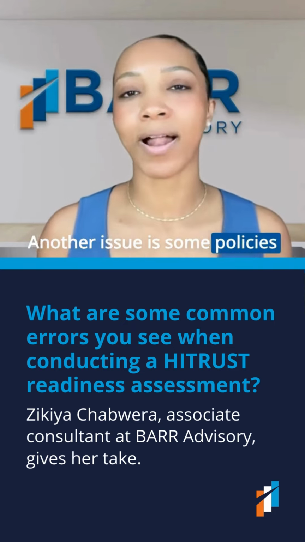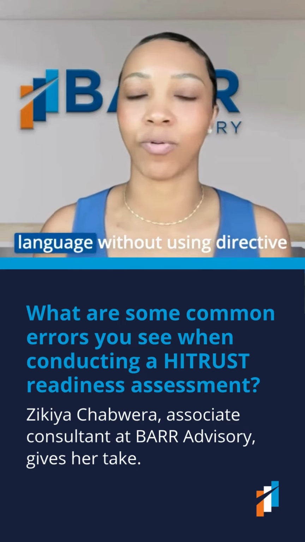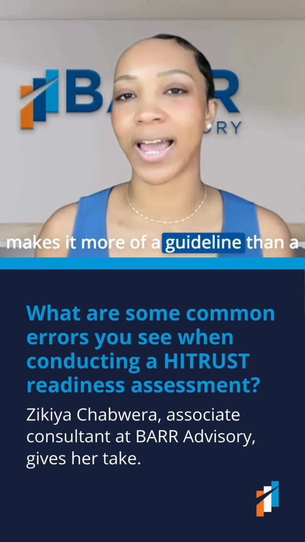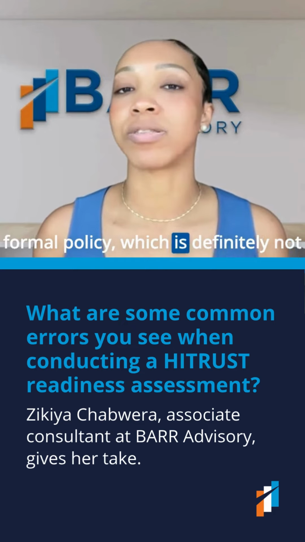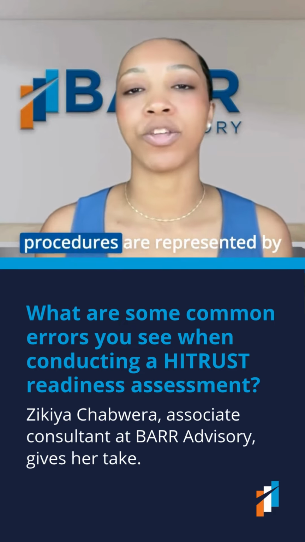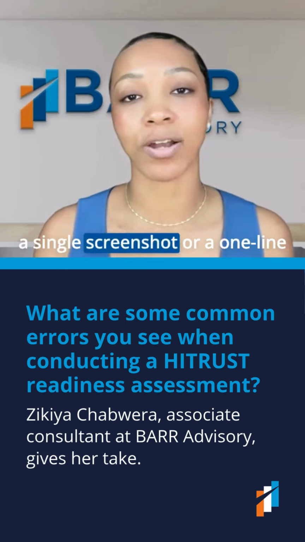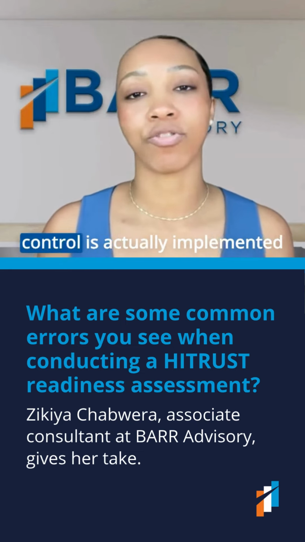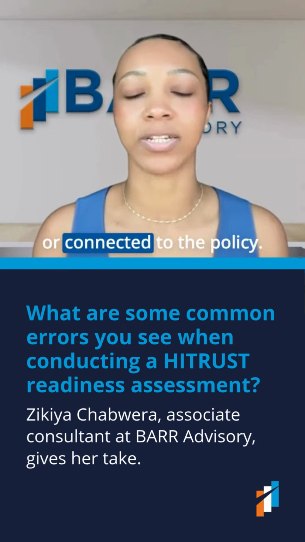Another issue is some policies simply copy and paste the control language without using directive terms like "shall" or "must." This makes it more of a guideline than a formal policy, which is definitely not acceptable for HITRUST compliance. Additionally, there are times when procedures are represented by a single screenshot or a one-line note without enough explanation. This fails to show how the control is actually implemented or connected to the policy.